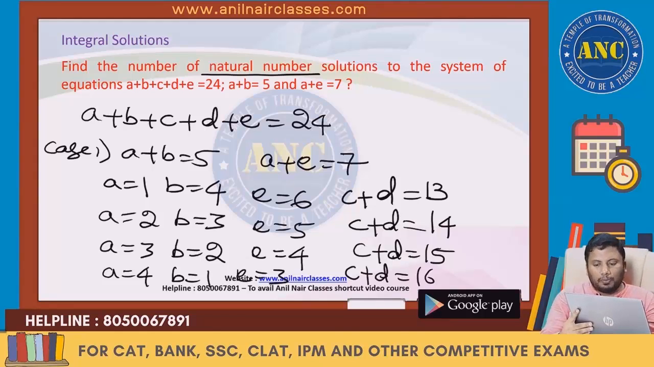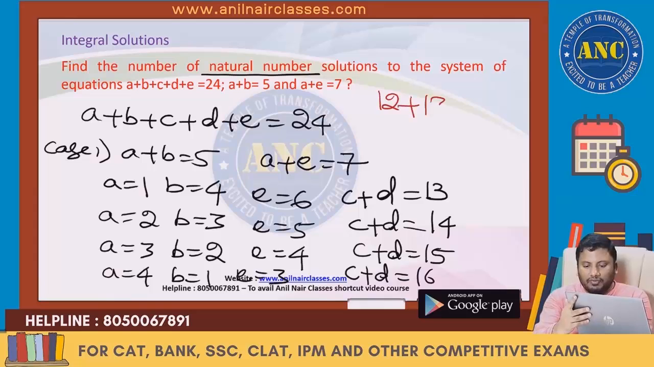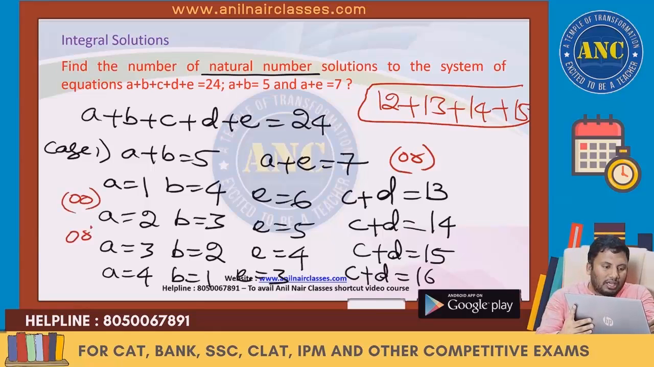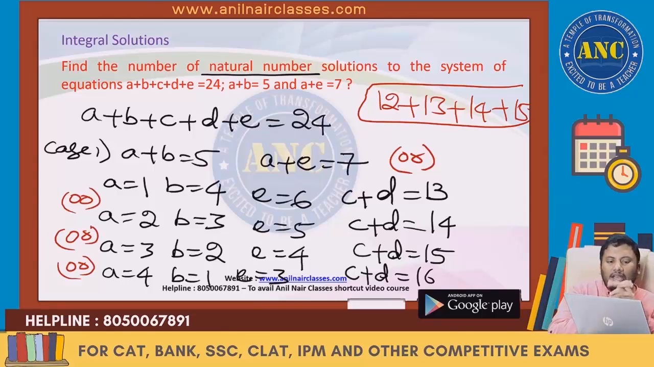A5 it is not possible. So c plus d 13, what are all the values that are possible? 12 plus 13 plus 14 plus 15. Because it's an OR case. A1 or A2 or A3 or A4. Idea clear? Why a cannot be 5? If a is 5, b value will be 0. B cannot be 0 because it's a natural number solution.